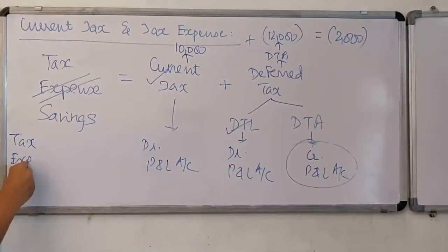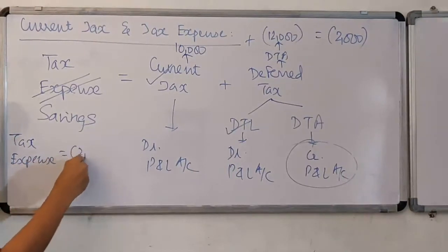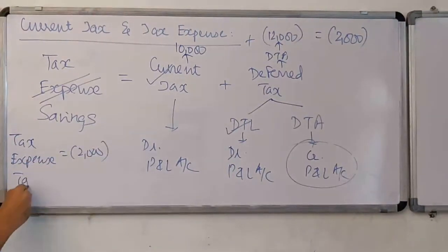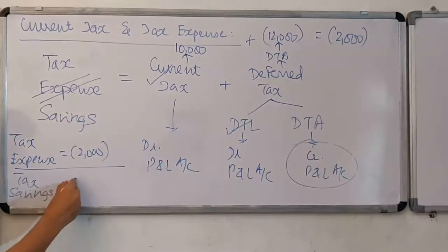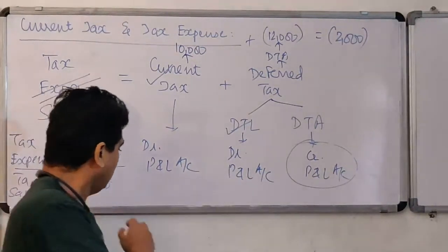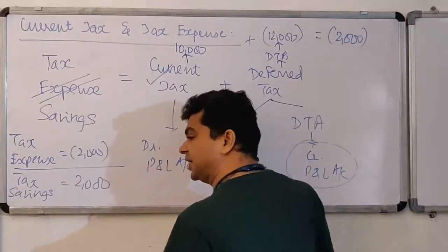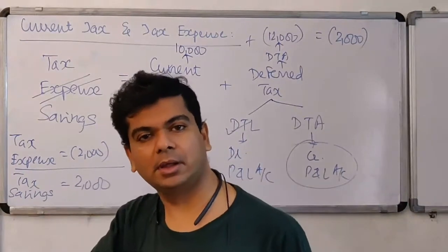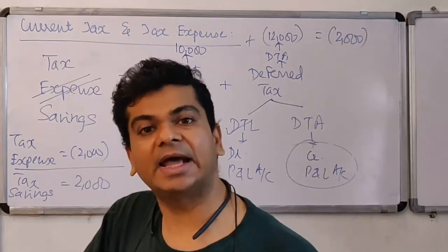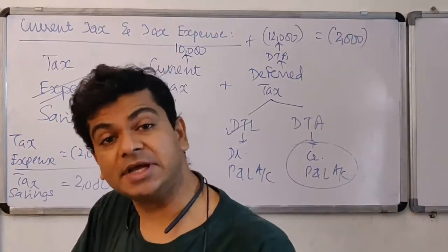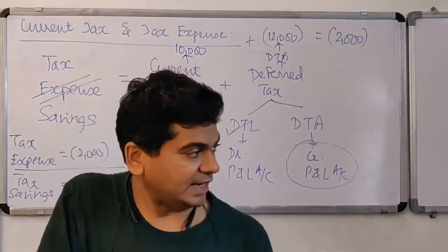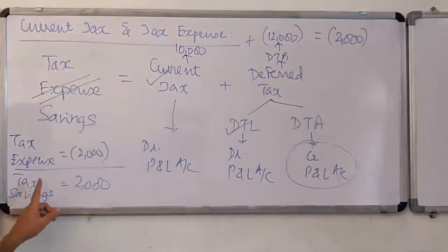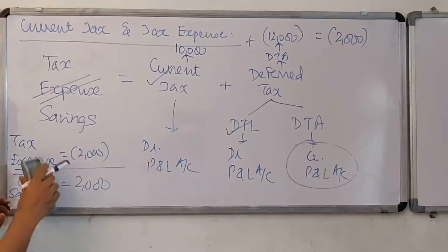When you say tax expense, you say tax expense is negative 2000. But the moment I say that no, it is not an expense, but it is a savings, then tax savings will become positive. So we have to call it now as a tax savings. After all, what is the concept of DTA? The concept of deferred tax asset is the amount of tax that you will save in future. That's the reason we will call it as a tax savings. Good.